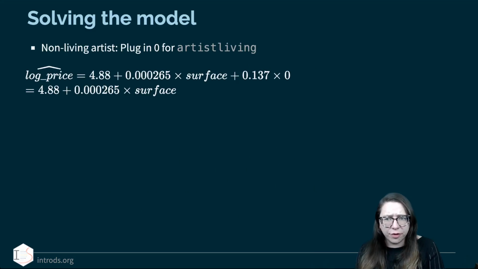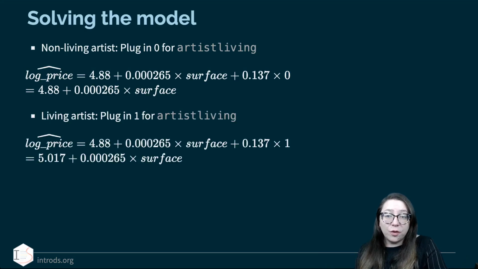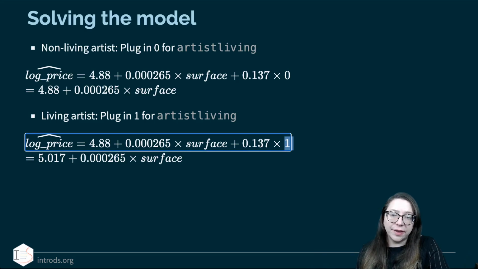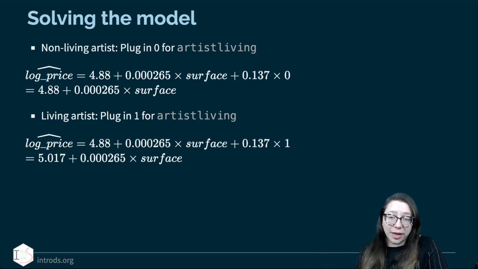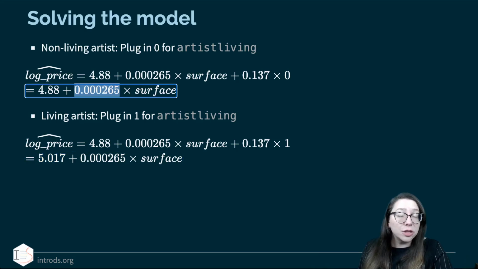So how do we solve for the model? We can create two separate models: one for deceased artists, simply by plugging in 0 for the artist living variable, and one for living artists, by plugging in 1 for the artist living variable. We can see that these two models differ by their intercept. They're off by just a little bit, but have the exact same slope because they're parallel.